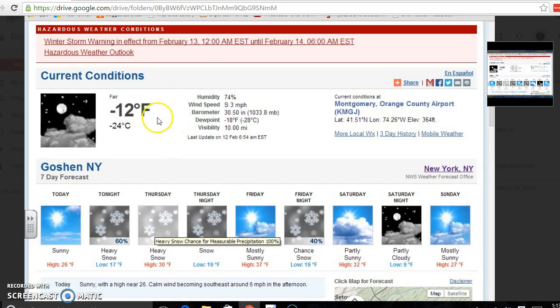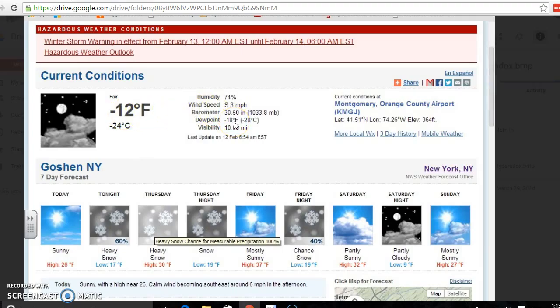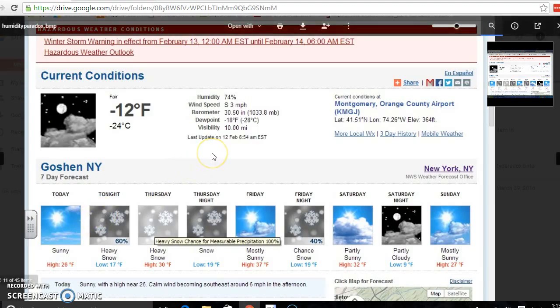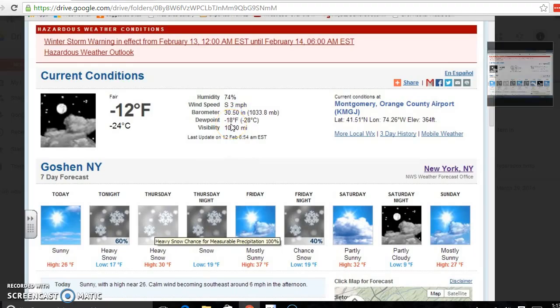We can see these air temperatures though. Air temperature of -12, so it was very, very cold at that time. We have a dew point of -18. A dew point of -18 indicates incredibly dry air. It was very, very dry air on this day, February 13th. I think it was 2014. Anyway, very, very low dew point, very dry air. But if you look, the humidity is all the way at 74%.